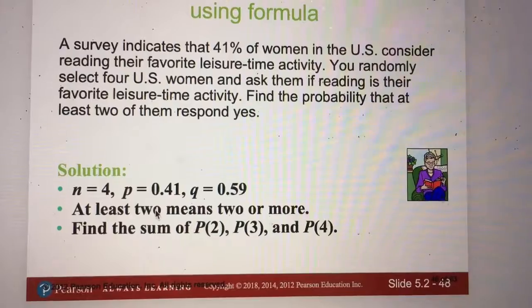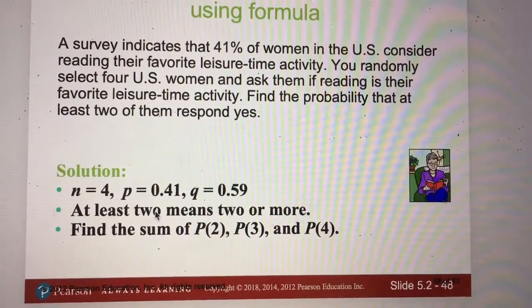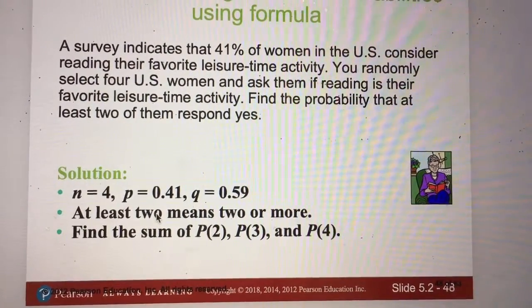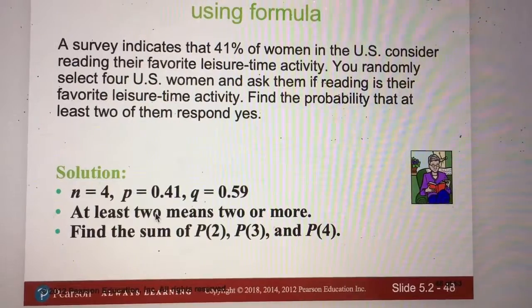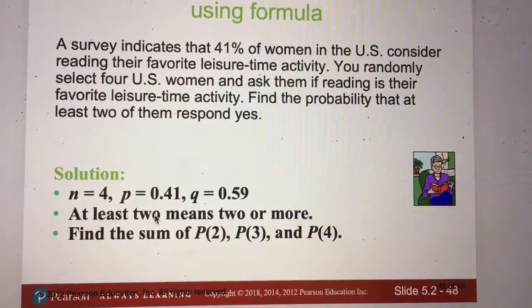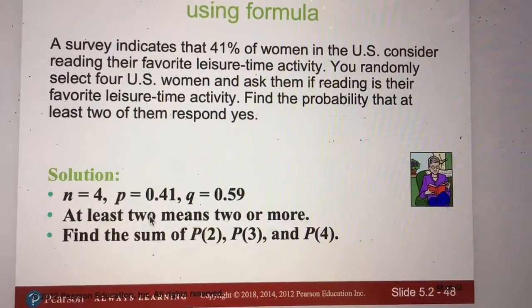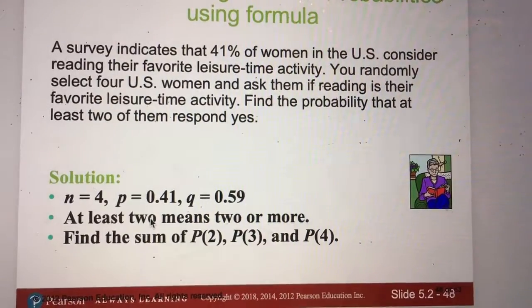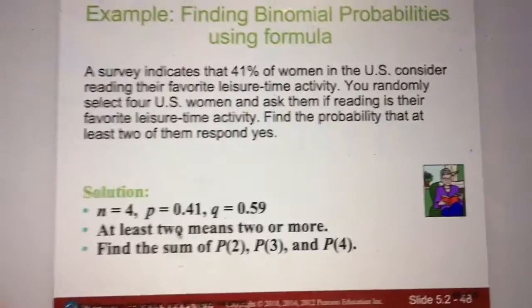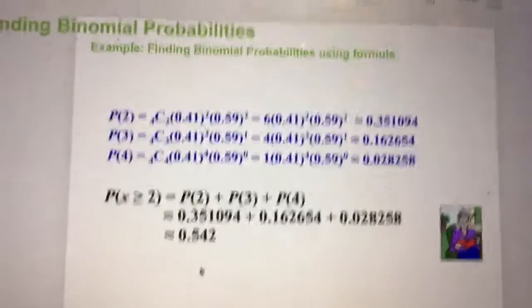So we've got our n as our number of trials is 4 because we're choosing 4 women. 0.41 is our probability. And our q is 1 minus the 0.41. So remember our q is 1 minus the p. We're looking for at least 2 or more, which means the probability of 2 plus the probability of 3 plus the probability of 4.